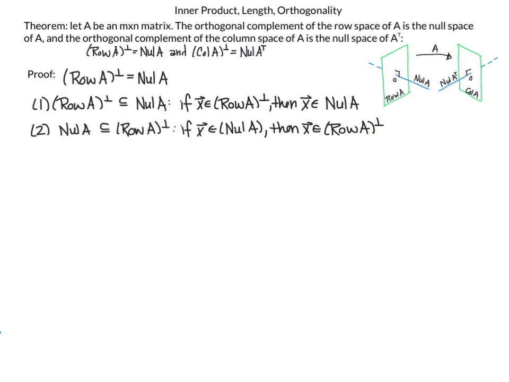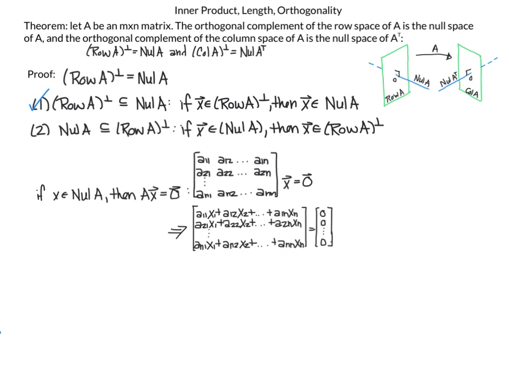Okay, now that we've done the first statement, we're going to work on the second part of our proof, which is to show that the set on the right-hand side is a subset of the set on the left-hand side, or null of A is a subset of the orthogonal complement of the row of A. To show this containment, we need to show that if X is an element of null of A, then X must be an element of the orthogonal complement of the row of A.